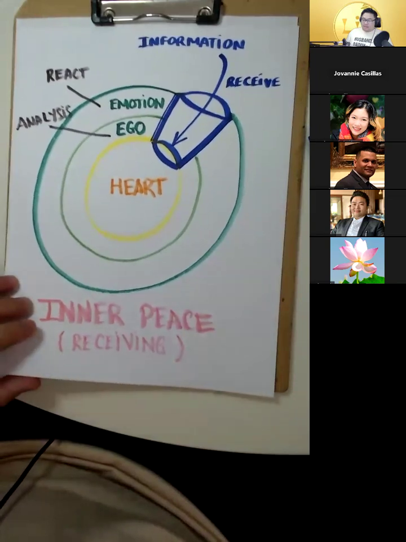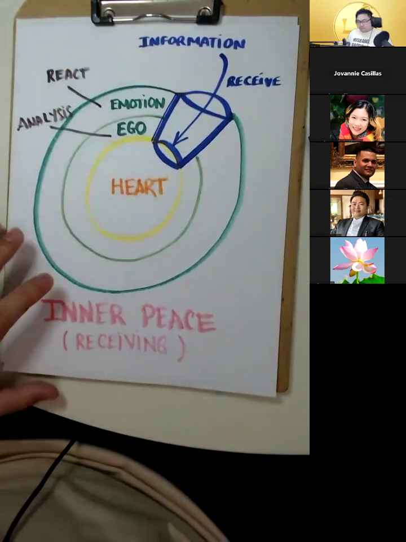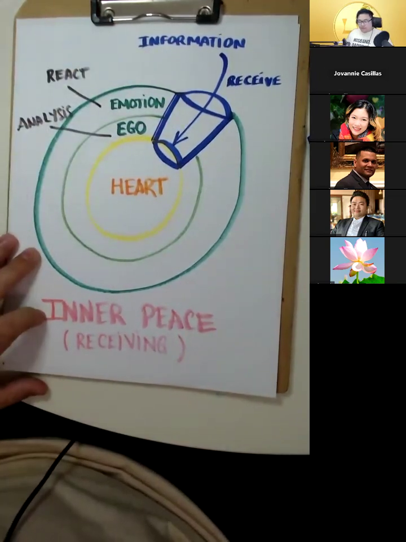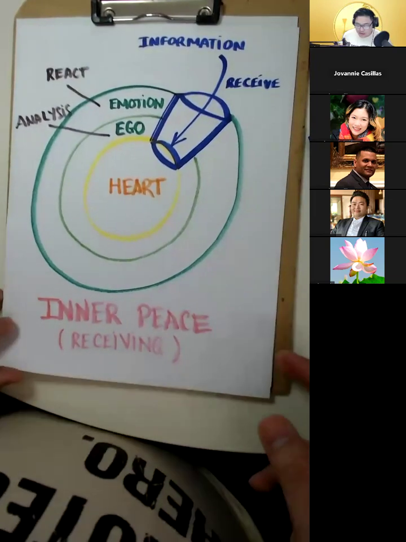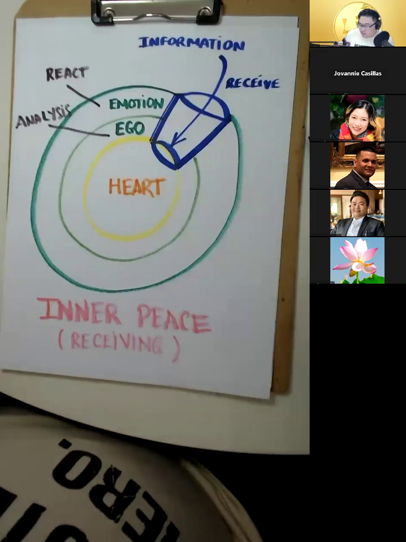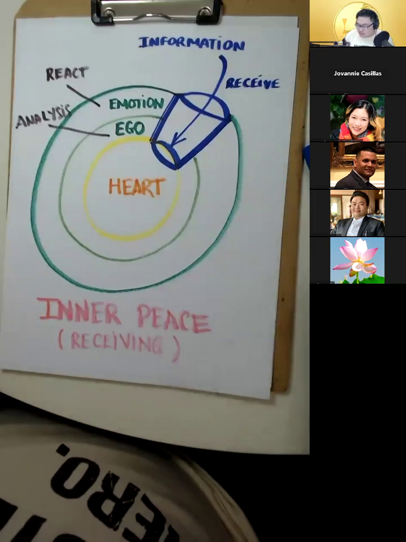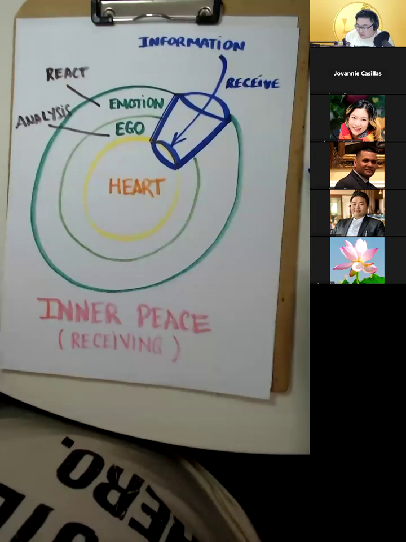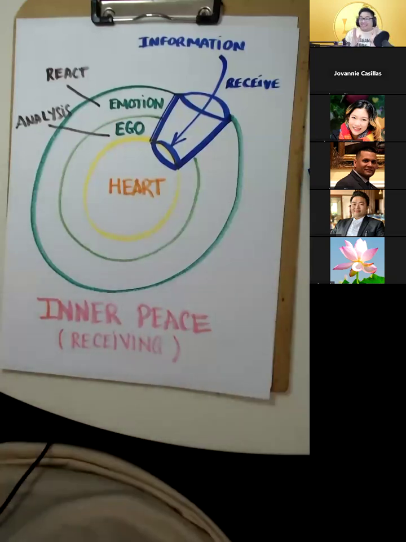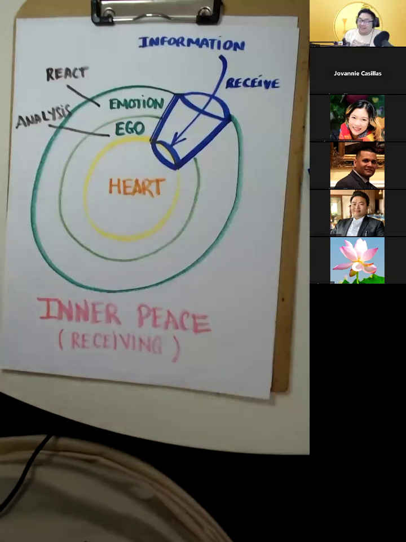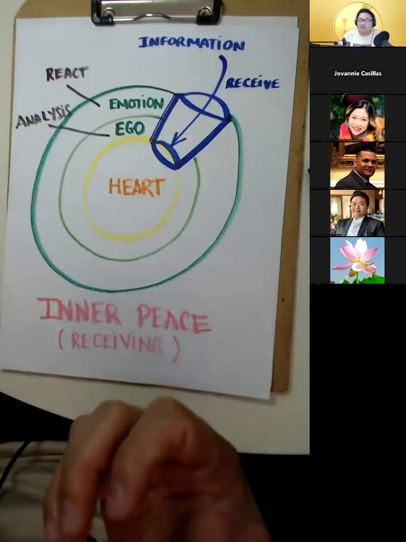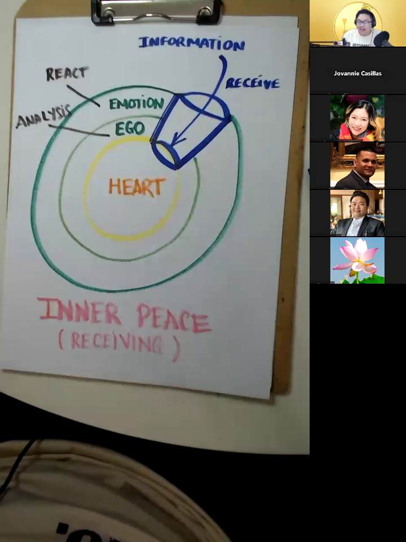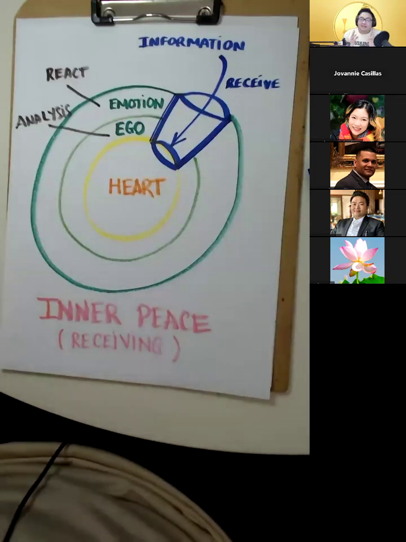And by doing this, you will reach inner peace and receive the genuine true oneself. So it is as simple as that. But we can discuss more on this so we can understand it better. But all I can tell you right now is that this is the formula.